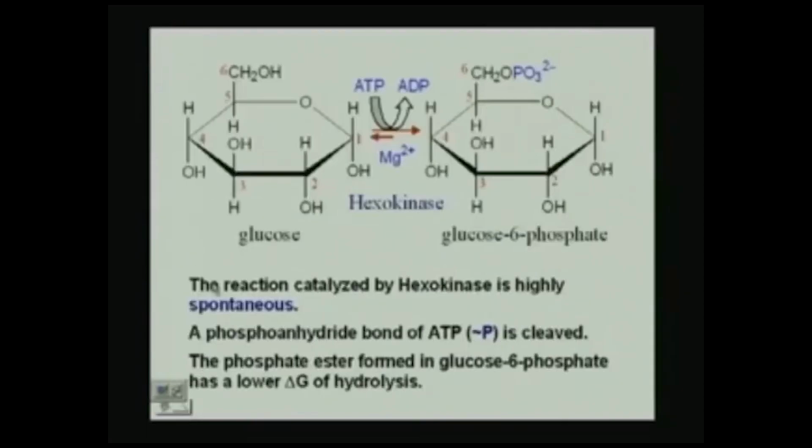Okay, now this reaction is highly spontaneous because the phosphoanhydride bond of ATP is cleaved. That's a high energy bond as we call it, and the phosphate ester has a lower delta G of hydrolysis.